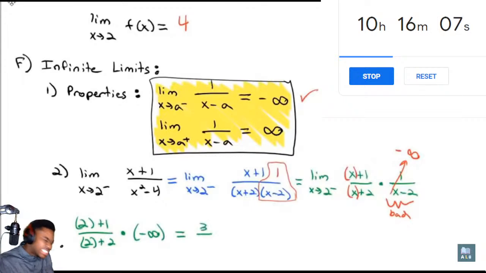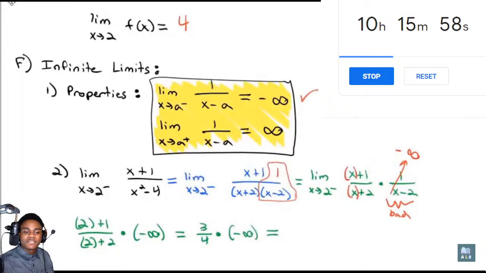Well, 2 plus 1 is 3, 2 plus 2 is 4, times negative infinity. The answer here is going to be infinity, but what we have to decide is we've got a positive times a negative, which is going to equal a negative. And so we end up with this function going out to negative infinity.